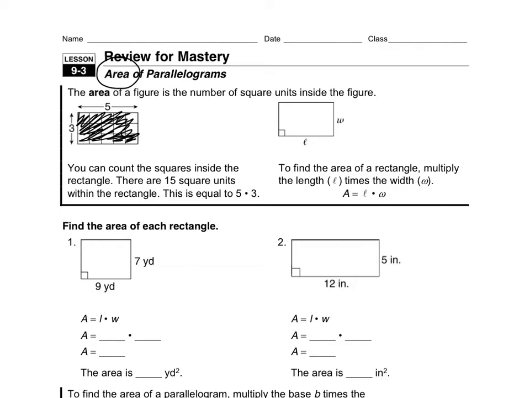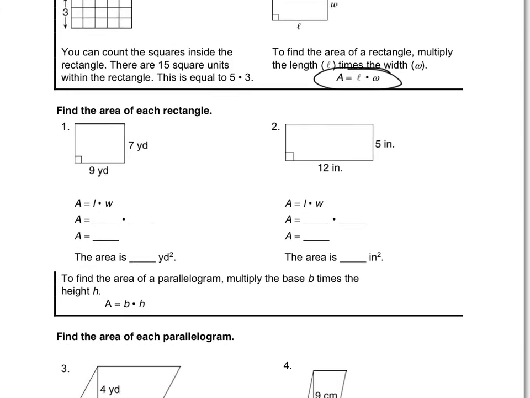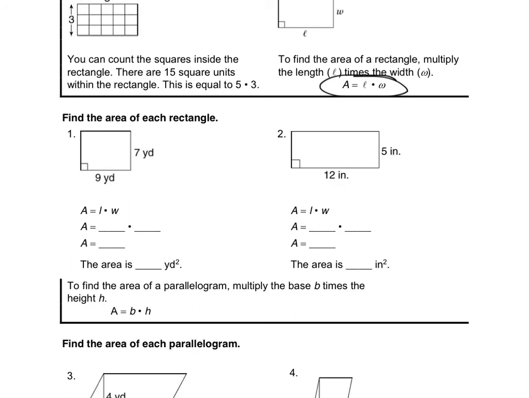To find the area of rectangles, you can actually take length times width. You should remember that from last year. We're going to go ahead and try example 1, and then I'm going to have you do example 2 on your own. So to find the area of this rectangle, I'm going to do 9 times 7, length times width, to get 63.